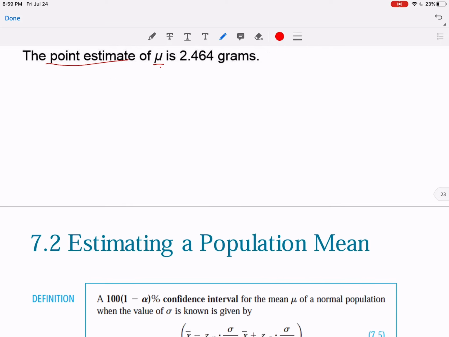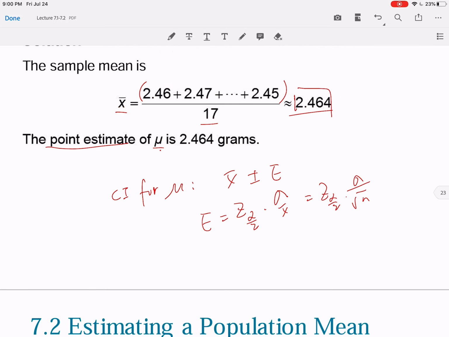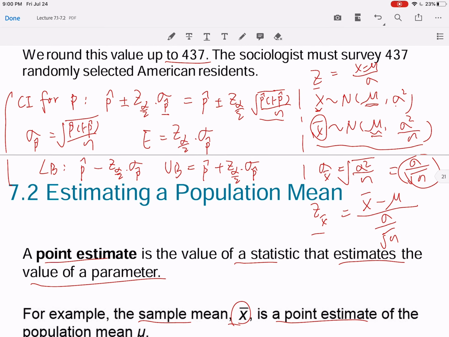And we know that if we want to find the confidence interval, the confidence interval for mu is x bar, which is the point estimate, plus or minus the margin of error, right? And we know the margin of error is equal to z half alpha multiplied by the standard deviation of x bar. And we know the standard deviation of x bar is equal to the population standard deviation of x divided by the square root of n. Right? That's what we got up here. This is based on what we got up here, okay?